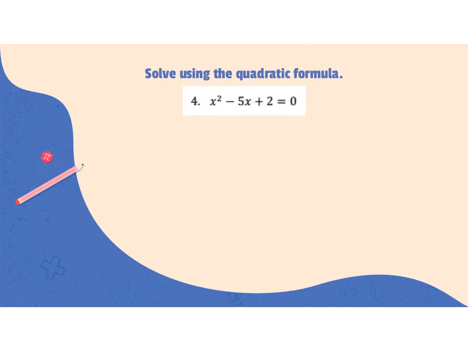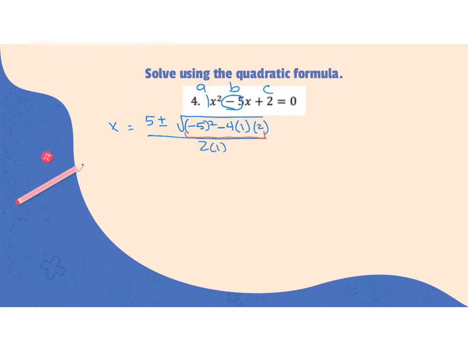All right, so let's take a look at number 4. So in number 4, here I'm identifying my values. My A is 1, my B is negative 5, and my C is 2. So here's my equation. Opposite of B, that's positive 5, plus or minus the square root of negative 5 squared minus 4 times A, which is 1, times C, which is 2. All divided by 2 times A, which is 1.